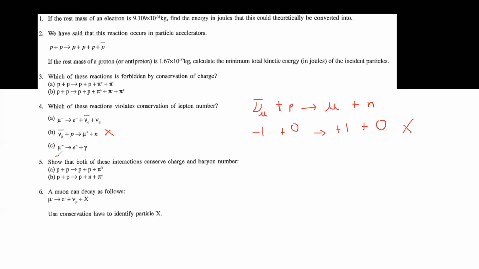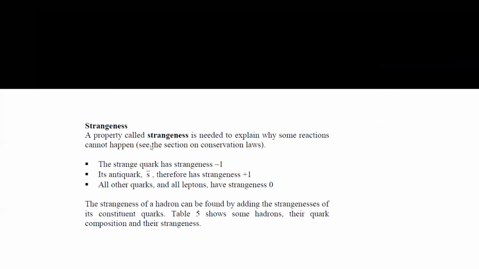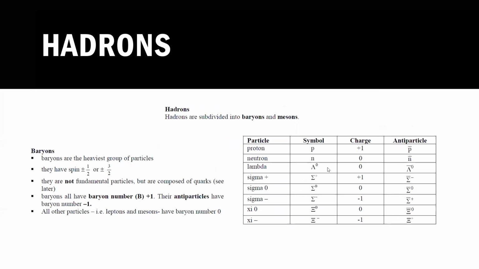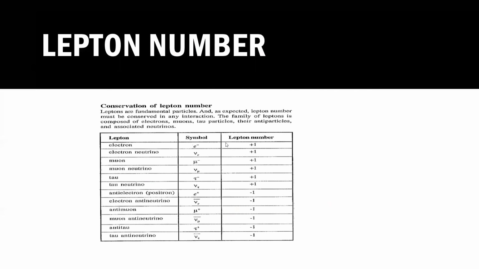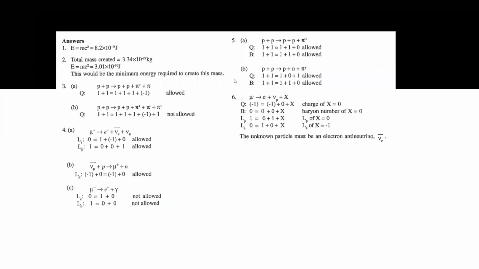And when you check this one, this one is minus 1, minus 1. And this is gamma. You can see the gamma particle is not a lepton. It refers to energy, like a photon. So the lepton number will be 0, so this interaction can also occur.